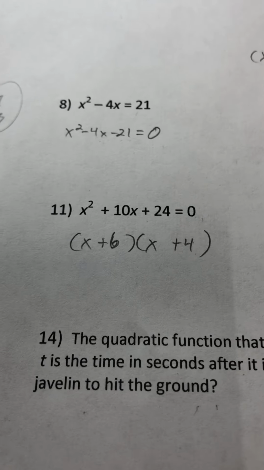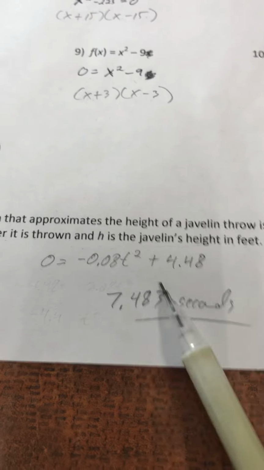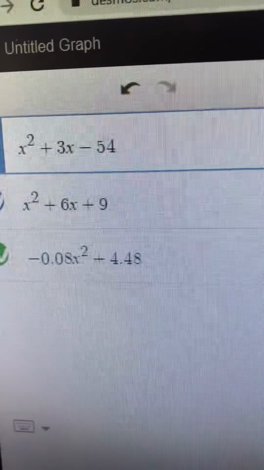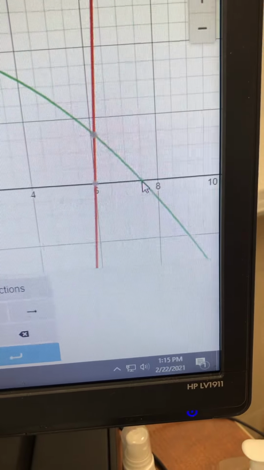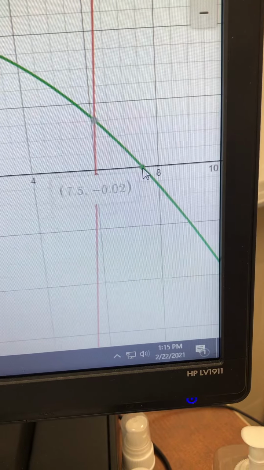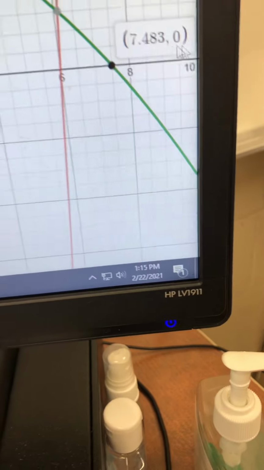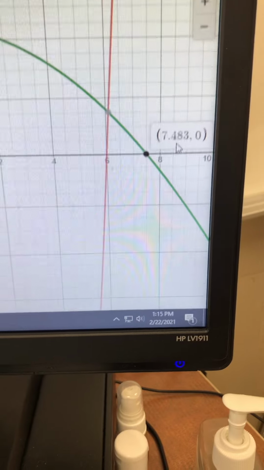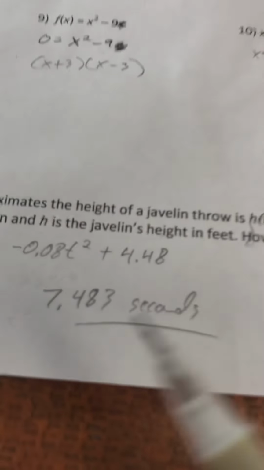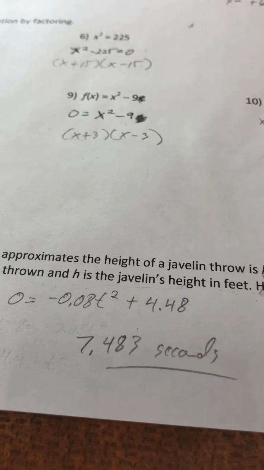You're all set. As far as describing number 14, I just set it to 0, and I plugged it in here in Desmos, and what I ended up getting is right here. Oh, 7.5. 7.5 or no? Okay, yeah. When y is 0, it's 7.483. So I'm thinking that would be the amount of seconds with a javelin throw when it hits the ground.